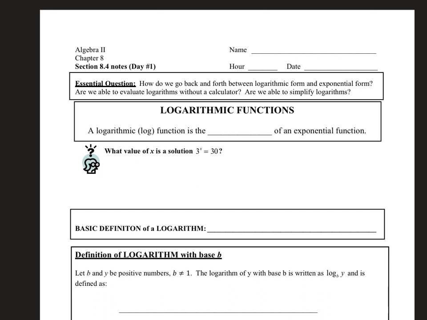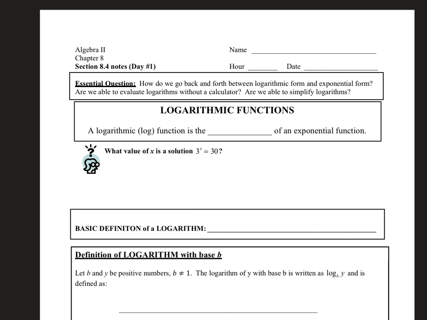We're continuing with Chapter 8, which is all about exponentials, and today we're talking about logarithmic functions. This is 8.4, Day 1. Our essential questions on this worksheet are, how do we go back and forth between logarithmic form and exponential form? Are we able to evaluate logarithms without a calculator? And are we able to simplify logarithms?